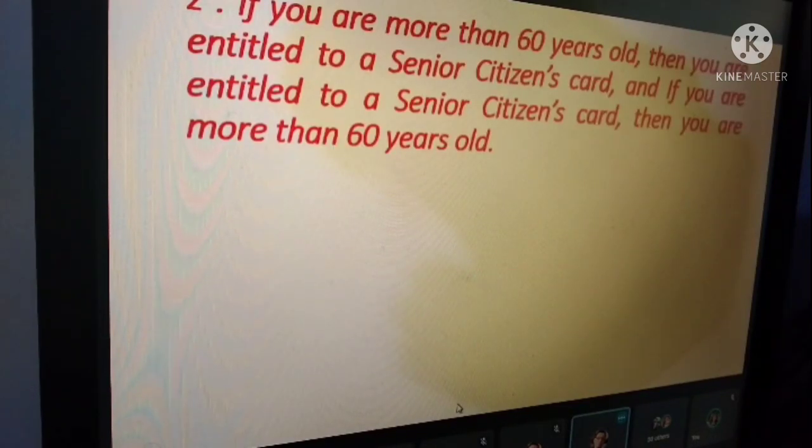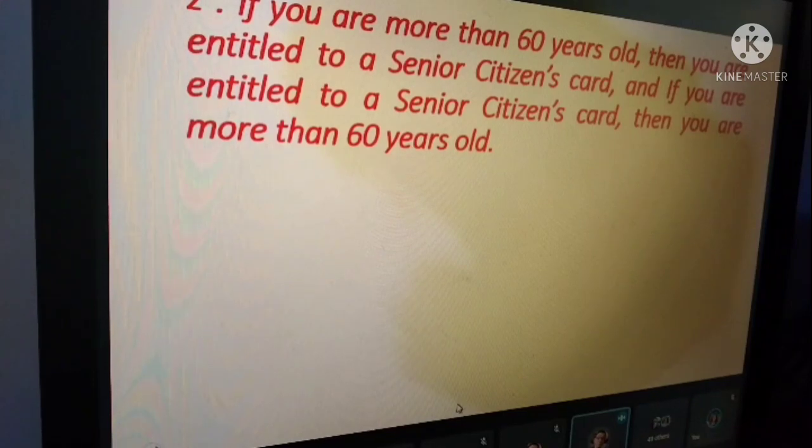So, Z. If you are more than 60 years old, then you are entitled to a senior citizen's card. And if you are entitled to a senior citizen's card, then you are more than 60 years old. So, this is a proposition, no? Because it is a declarative sentence. Actually, this proposition is what we call a conditional statement. If then, no? If I am 60 years old, then I am entitled to a senior citizen's card. And if I am entitled to a senior citizen's card, then I am more than 60 years old. So this is a biconditional statement.